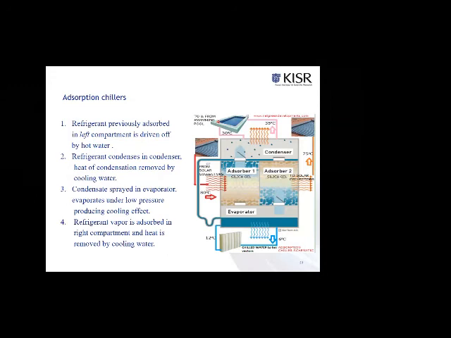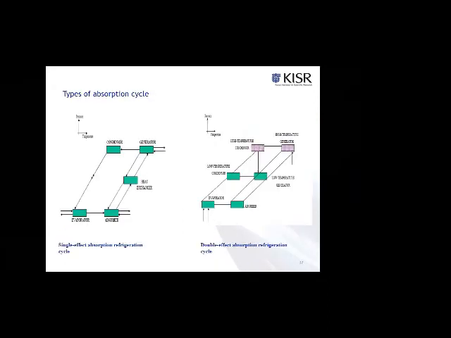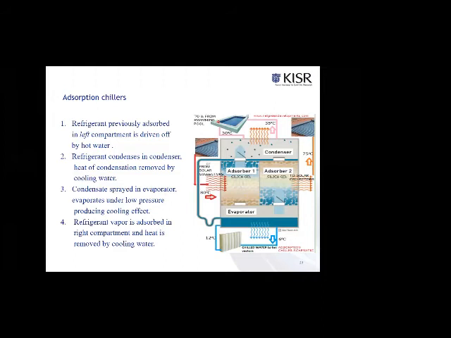We also have the adsorption chiller, and the difference between these two is in the absorption technology. In the absorber of the system, we use a sludge, a combination of two materials, usually lithium bromide with water. It is a sludge basically, and this sludge absorbs the heat from the system. Here in the adsorption, we have a different solid material that absorbs the heat in the system, and then it is regenerated basically to drive the heat away.